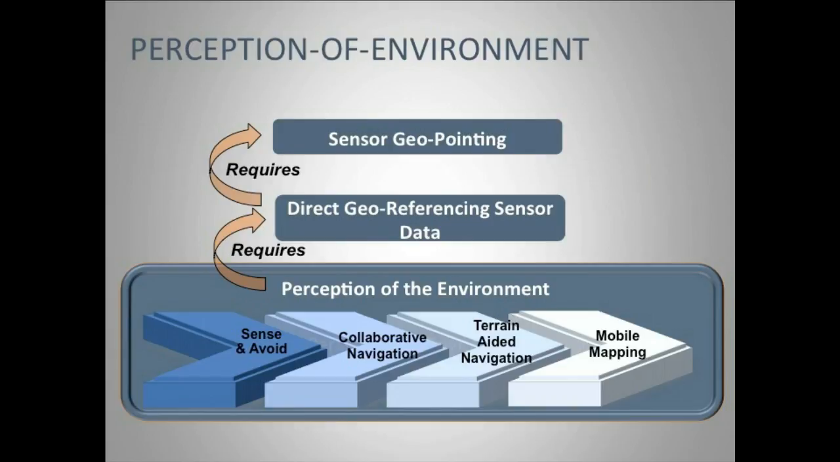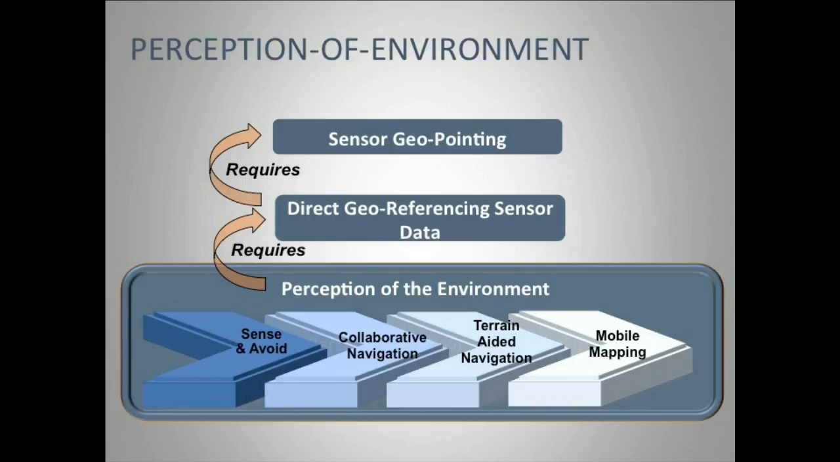So our goal is what we call perception of the environment. And that's sort of a high-level capability that we're looking at applying our technologies to. Things that fall under perception of environment include sense and avoid, collaborative navigation, terrain-aided navigation, and mobile mapping, which is related to the previous topic that we discussed.